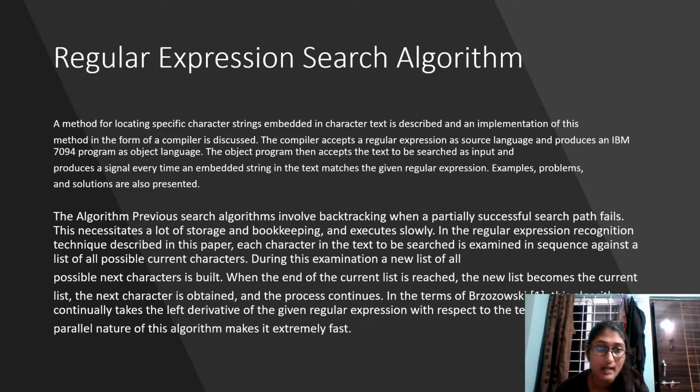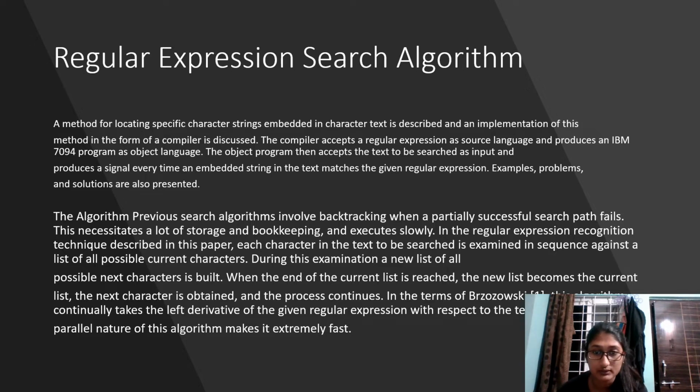The compiler accepts a regular expression as a source language and produces an IBM 7094 program, which signals every time an embedded string in the text matches the given regular expression. Examples, problems, solutions, and a printed representation of the algorithm follow. Previous search algorithms involve backtracking when a partially successful search path fails. This necessitates a lot of storage and bookkeeping and executes slowly.